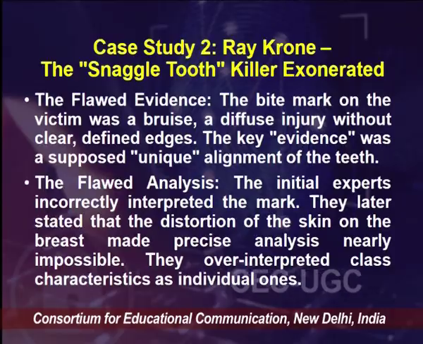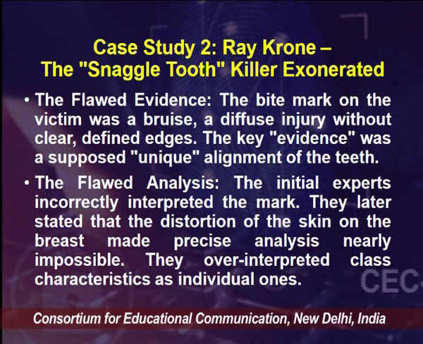Now, when we say that a person was identified on a bite mark case, there might be a case where the person is wrongly convicted. That was the case of Ray Krone, where it was flawed evidence. The bite mark on the victim was a bruise, a diffuse injury without any defined edges, and the key evidence was a supposed unique alignment of the teeth. Because of the flawed analysis, the initial experts incorrectly interpreted the mark, and later stated that the distortion of the skin on the breast made precise analysis nearly impossible.